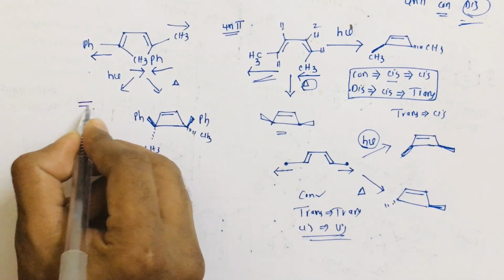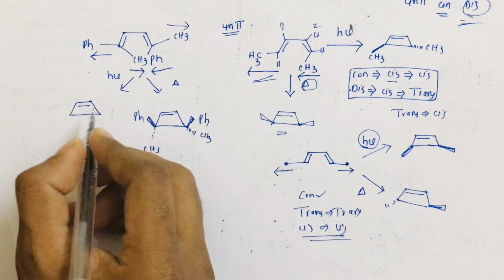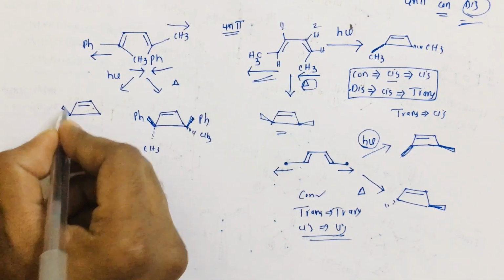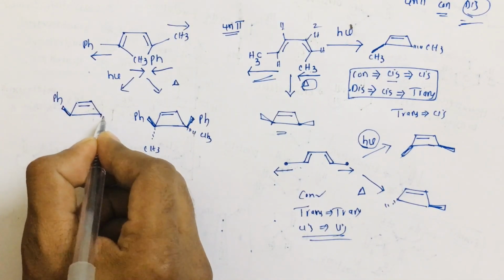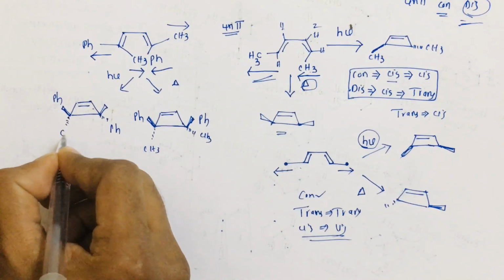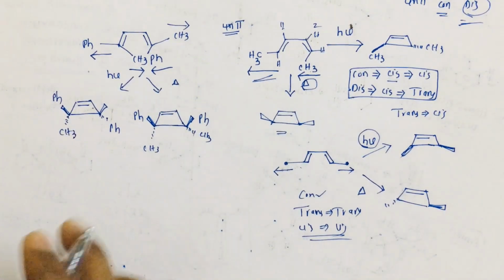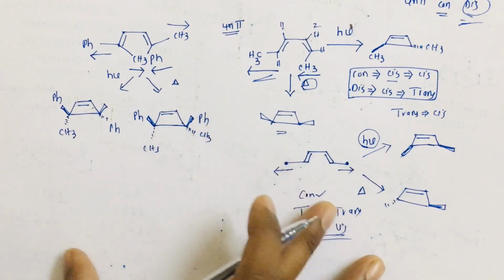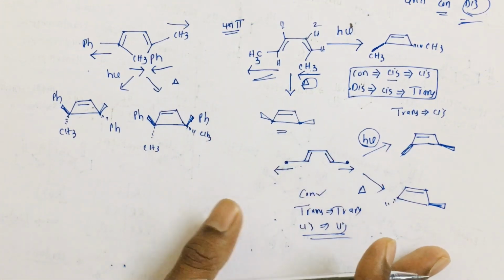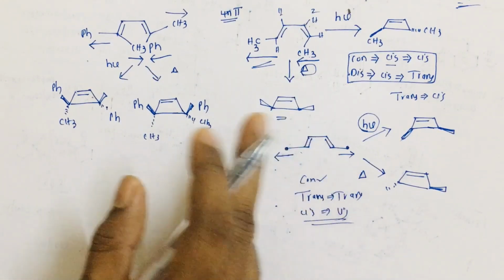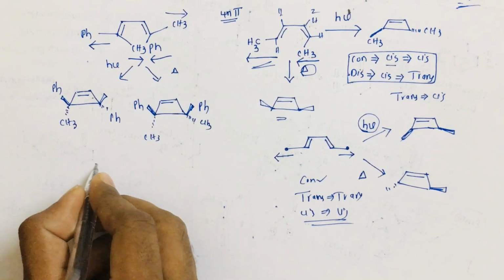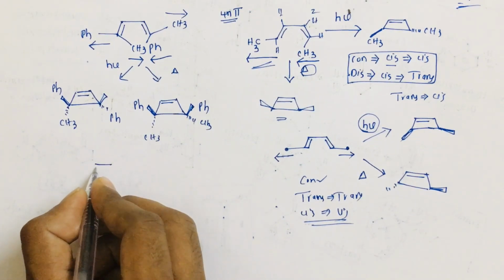So under photochemical condition, disrotation is allowed, that means the stereochemistry will change. So if you take phenyl here above the plane, here phenyl should be below the plane; above the plane will be the methyl group, below the plane will be the methyl group. So these three examples, you just remember from the examination point of view. If they ask any question, you have to solve it this way. Okay, and this is about the electrocyclic reactions, and the ring opening reactions are also there. Yeah, ring opening reactions.